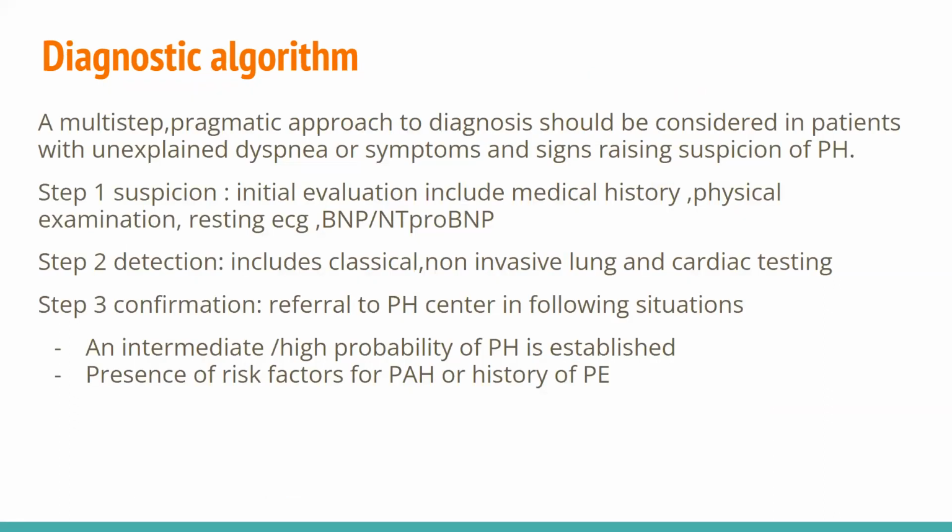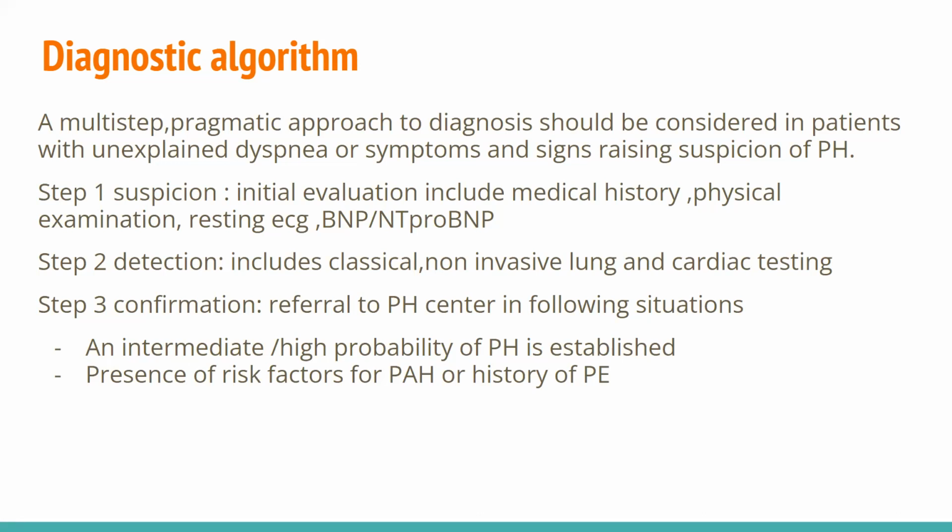So, the diagnostic algorithm. A multi-step pragmatic approach is taken to diagnose a patient who has pulmonary hypertension with unexplained dyspnea and other signs and symptoms. The first step is to make a suspicion. Whenever a patient approaches us as a physician, initial evaluation has to be done, including medical history, physical examination, baseline ECG, along with BNP and NT-proBNP. Step 2 is to detect, which includes classifying the patient into the class they belong to, and includes other higher investigations like non-invasive lung and cardiac testing.